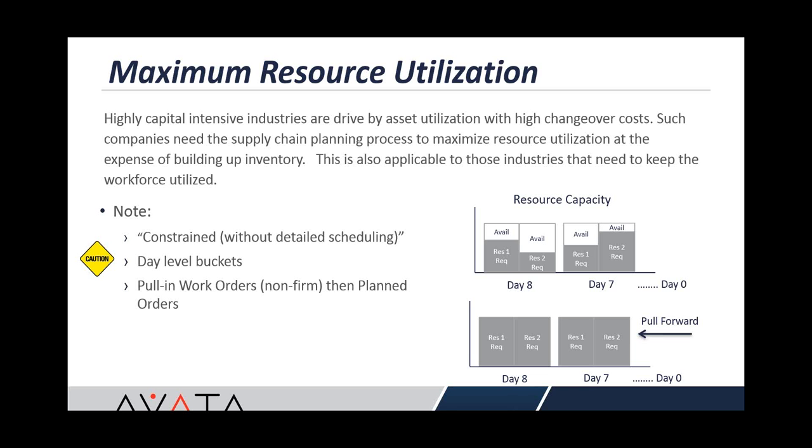So the maximum resource utilization: if you have a scenario where your capital equipment is really your key business driver, you always want to keep your capital equipment busy, or you've got a labor pool that's always working, and those take precedence over a lean inventory model. You'd rather build up inventory and have your assets or resources used effectively. This now gives you the capability to pull forward demand and load your resources to their maximum availability.